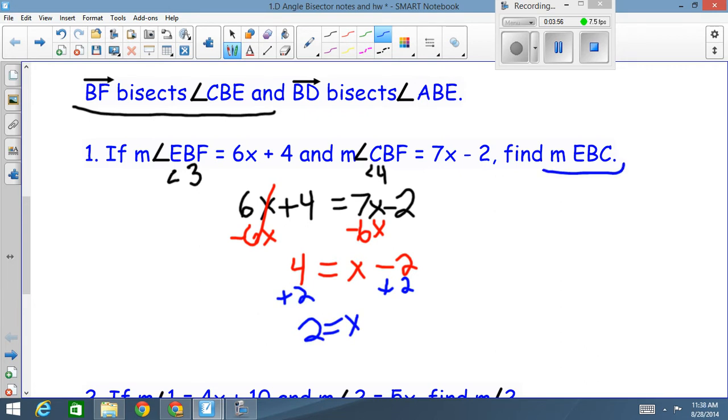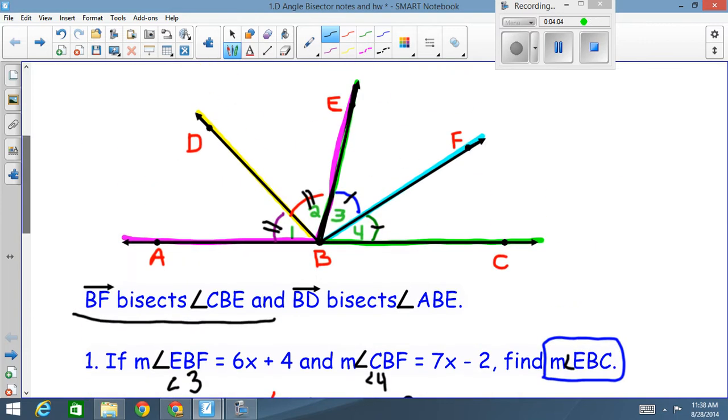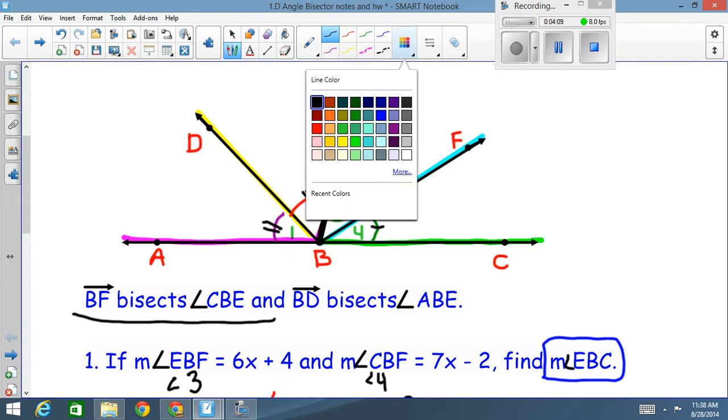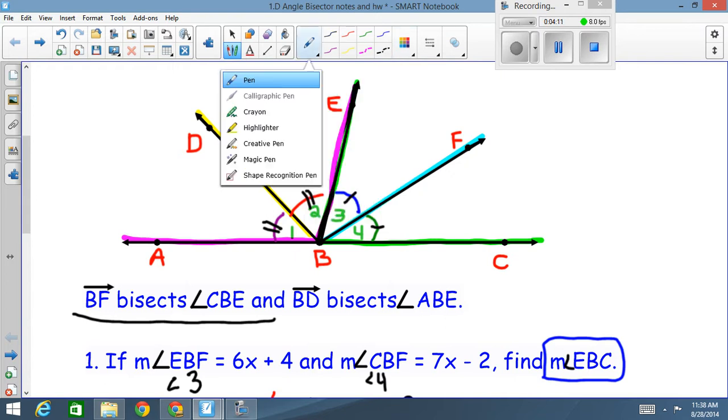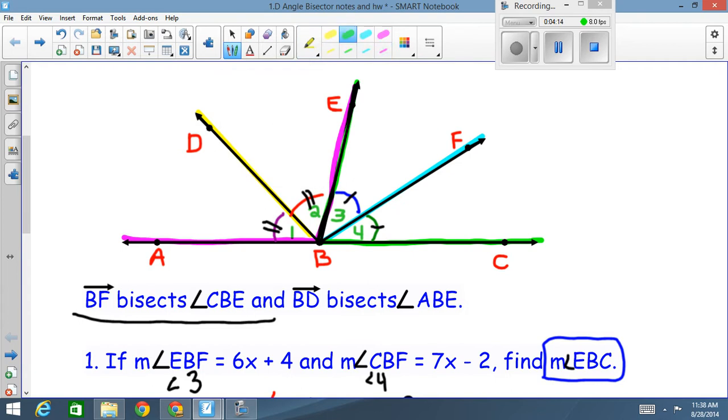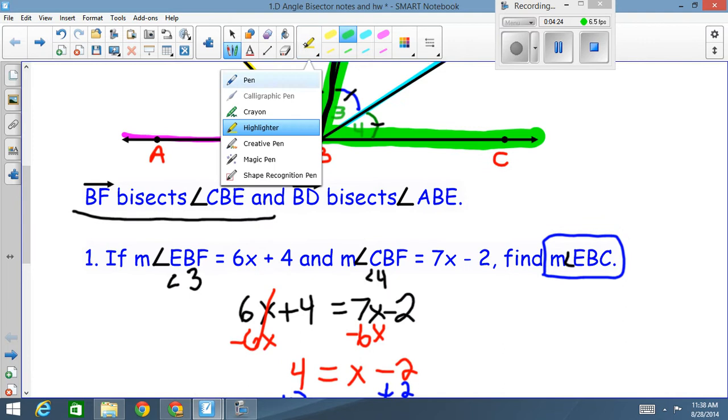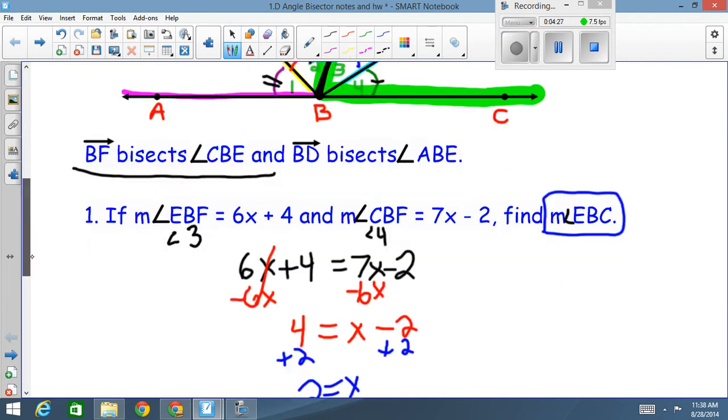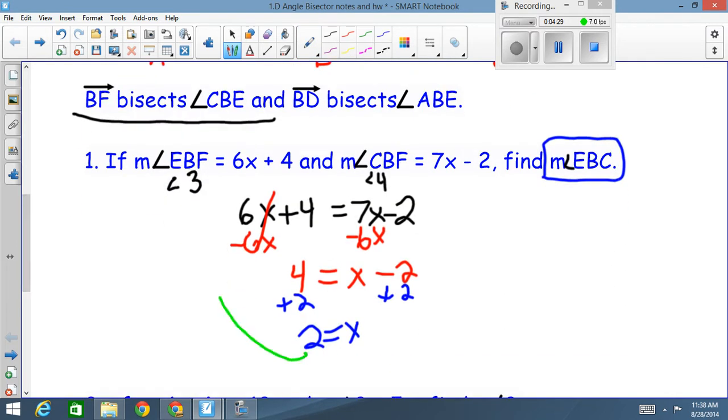Now the question said to find the measure of angle EBC. Well, let's go back and look where EBC is. EBC was the angle that was light green to start with. Okay? EBC is this angle here. Well, to get that angle, I essentially need to add those two angles together. So you can take x and plug it back into either one of these originals. I'm probably just going to plug it in right there for angle EBF.